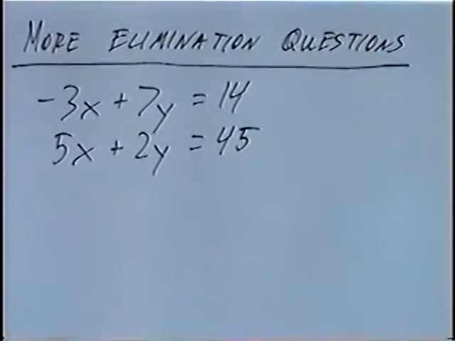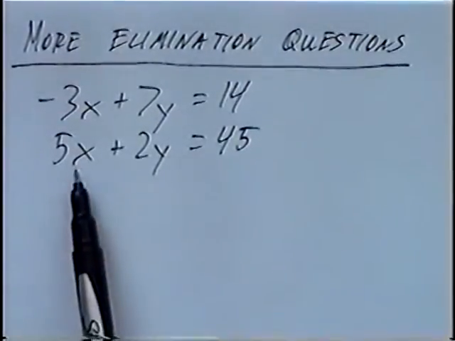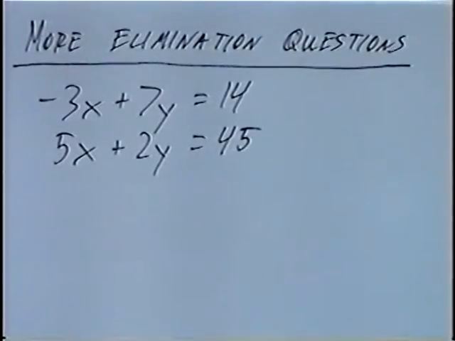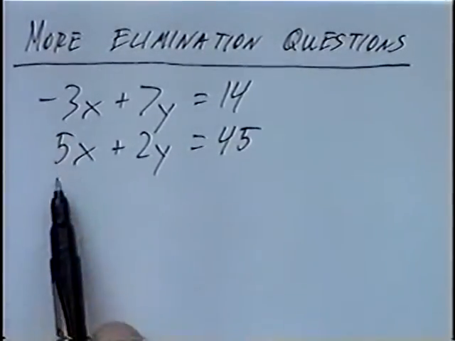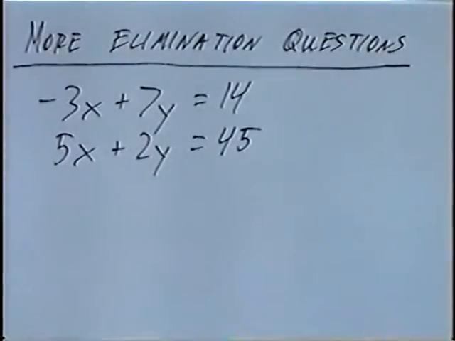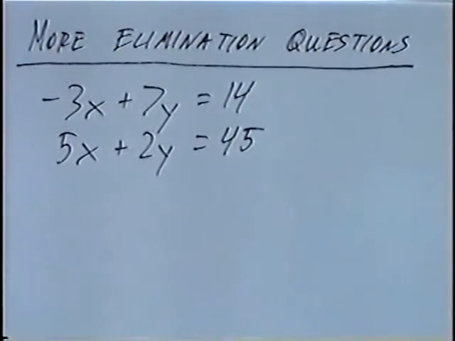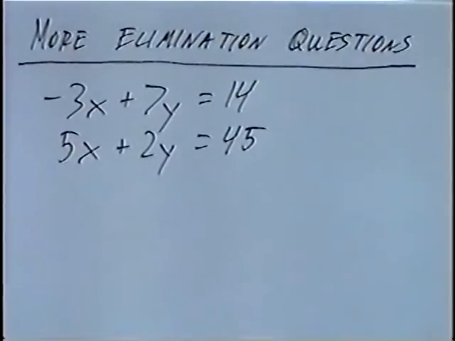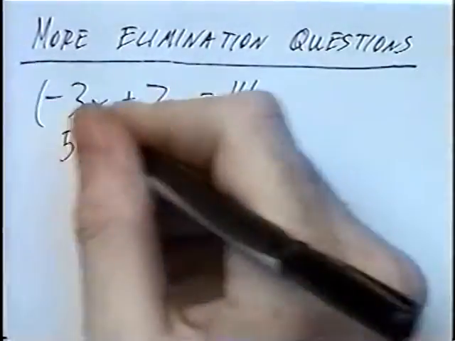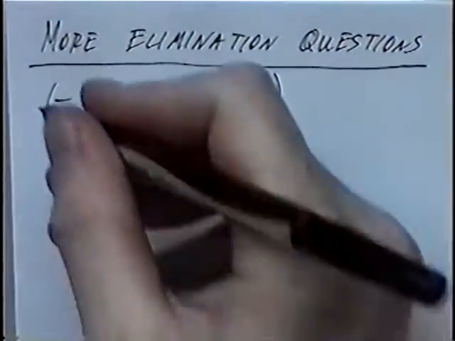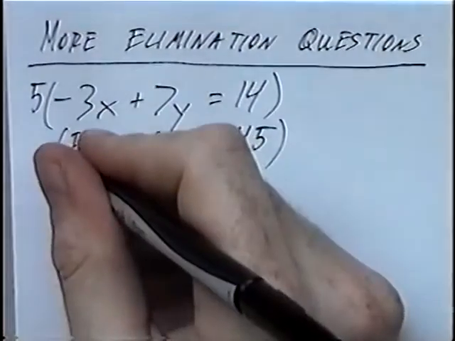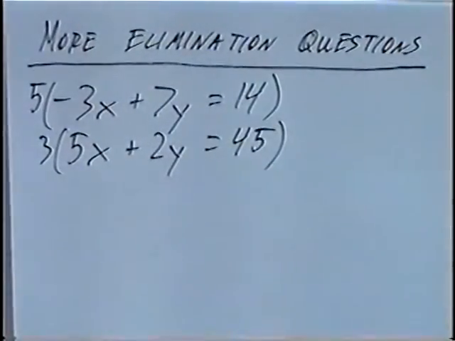In this question again, we want to add or subtract so we can cancel the x's or y's and solve for the variables. In this question, the coefficients do not match up, so at the beginning we cannot add or subtract. What we need to do is multiply by some numbers so the x's have the same coefficient or the y's have the same coefficient. For example, we can take the first equation and multiply by 5, and we can also take the second equation and multiply by 3.